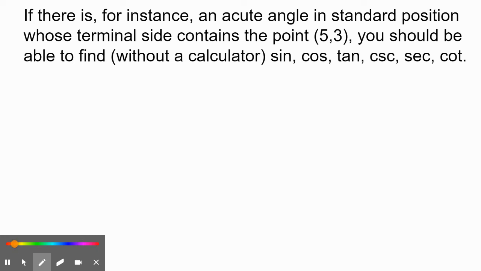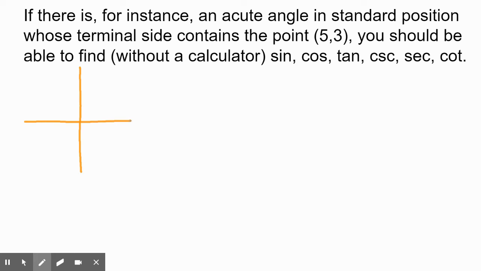So let's get a color here. I like that color. So there we have an acute angle in standard position. What standard position means is that whatever ray would go through that line starts at the origin of the coordinate plane. So there's our coordinate plane. And now we're going to go 5 in this direction and 3 in this direction, right? So we're going to get a point right there.